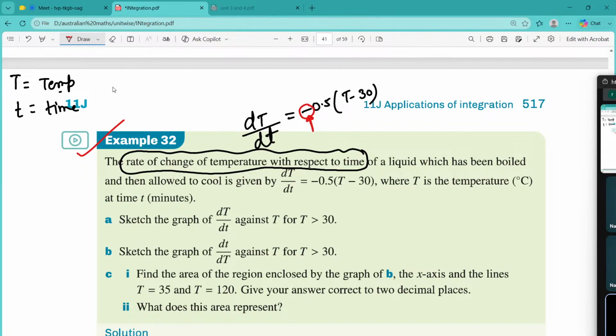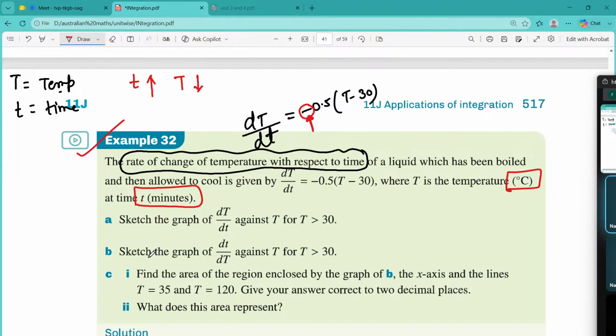This negative sign is indicating that your temperature is going to decrease as time is increasing. If your time is increasing, your temperature is going to be decreasing. This sign has this importance, right? Where T is the temperature and t is in minutes. So we have the units as well: t is in minutes and T is in degrees C.